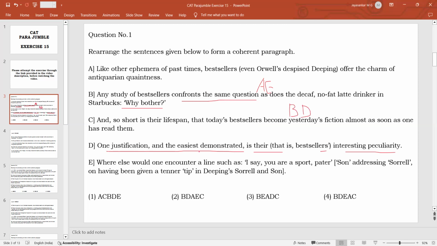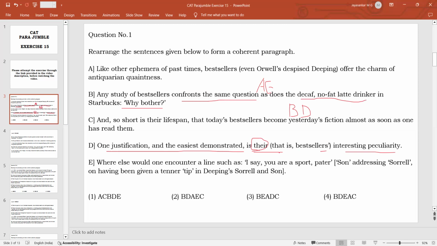One justification, and the easiest justification, is there. So here, why is it given that it is bestsellers? Because that also is a hint for you to understand that D is a statement that should be preceded by B, because in B you have two nouns, right? One is the bestseller, another is the decaf no-fat latte drinker. Normally a pronoun always refers to the noun mentioned immediately before it. So it should be talking about the decaf no-fat latte drinker, because that is the noun stated immediately before it, not the bestseller.